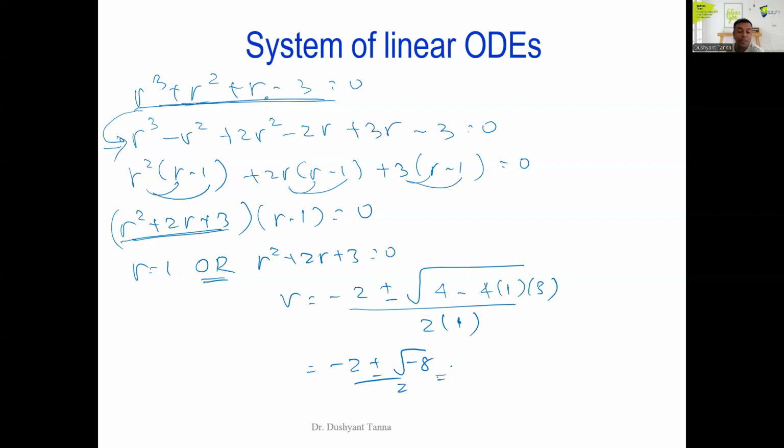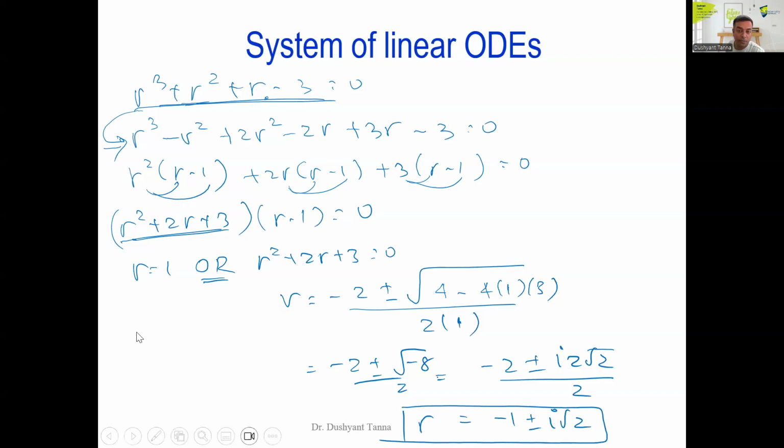Square root of minus 8 is i square root 8. It is 2 root 2. So minus 2 plus or minus i 2 root 2 divided by 2. Cancel 2 from everywhere. So it's minus 1 plus or minus i root 2. That's my other R. So I get 3 values of R. Up here, I will call it, alpha is minus 1 and beta is root 2.